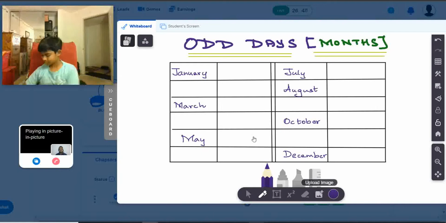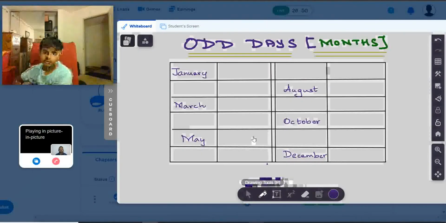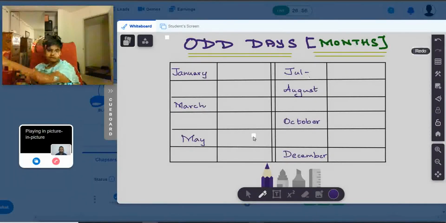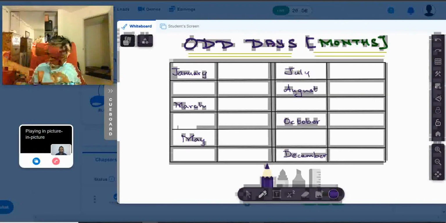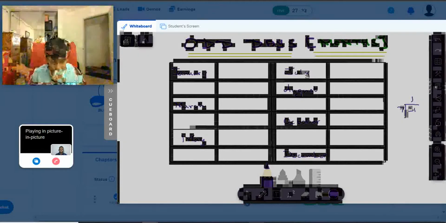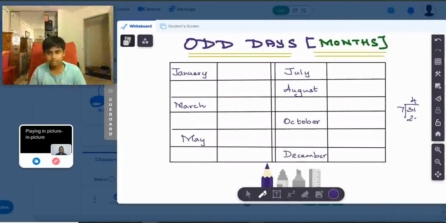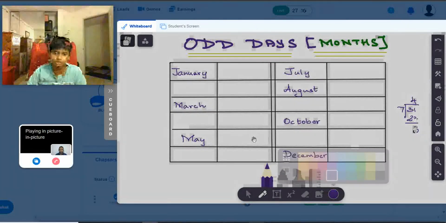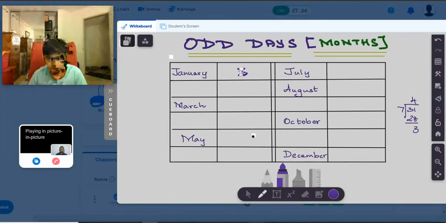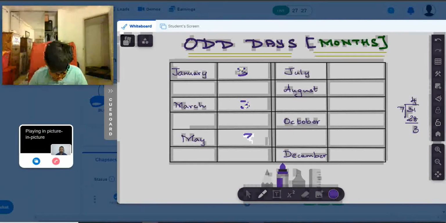Tell me how to find it out first. You remember that: 31 divided by 7, and find what the remainder is. 3 sevens are 21. You have to go for 7 times 4, so it's 28, and we're going for 31, so it's 3. Yes, it's 3. So these months have 3 odd days.